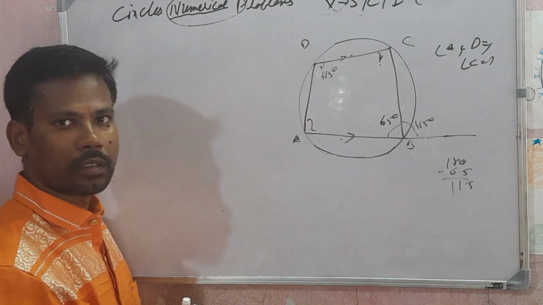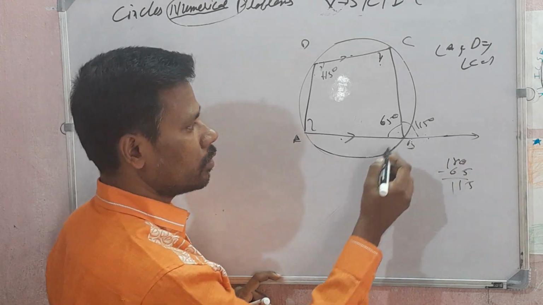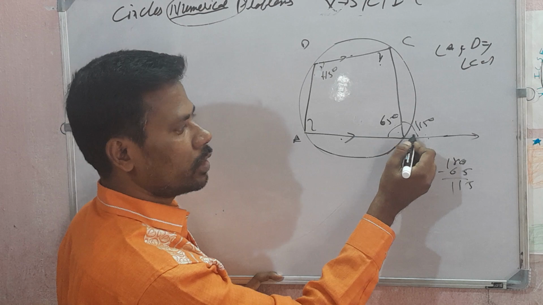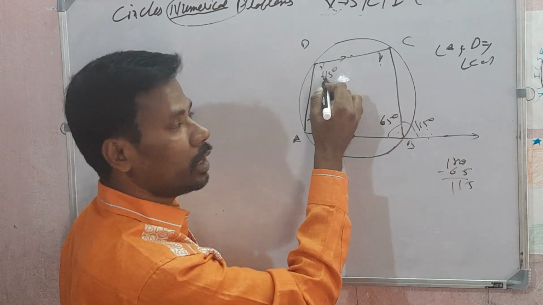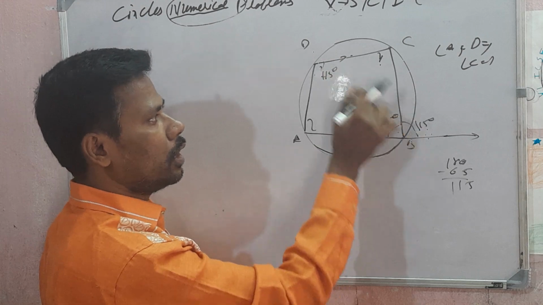Are you following? Straight angle, I am saying that straight angle measures 180 degrees. So this is 65, this will be 115. So exterior angle of a cyclic quadrilateral is equal to interior opposite angle. So angle D is over. Or when you add these two, see the result is 180 degrees.